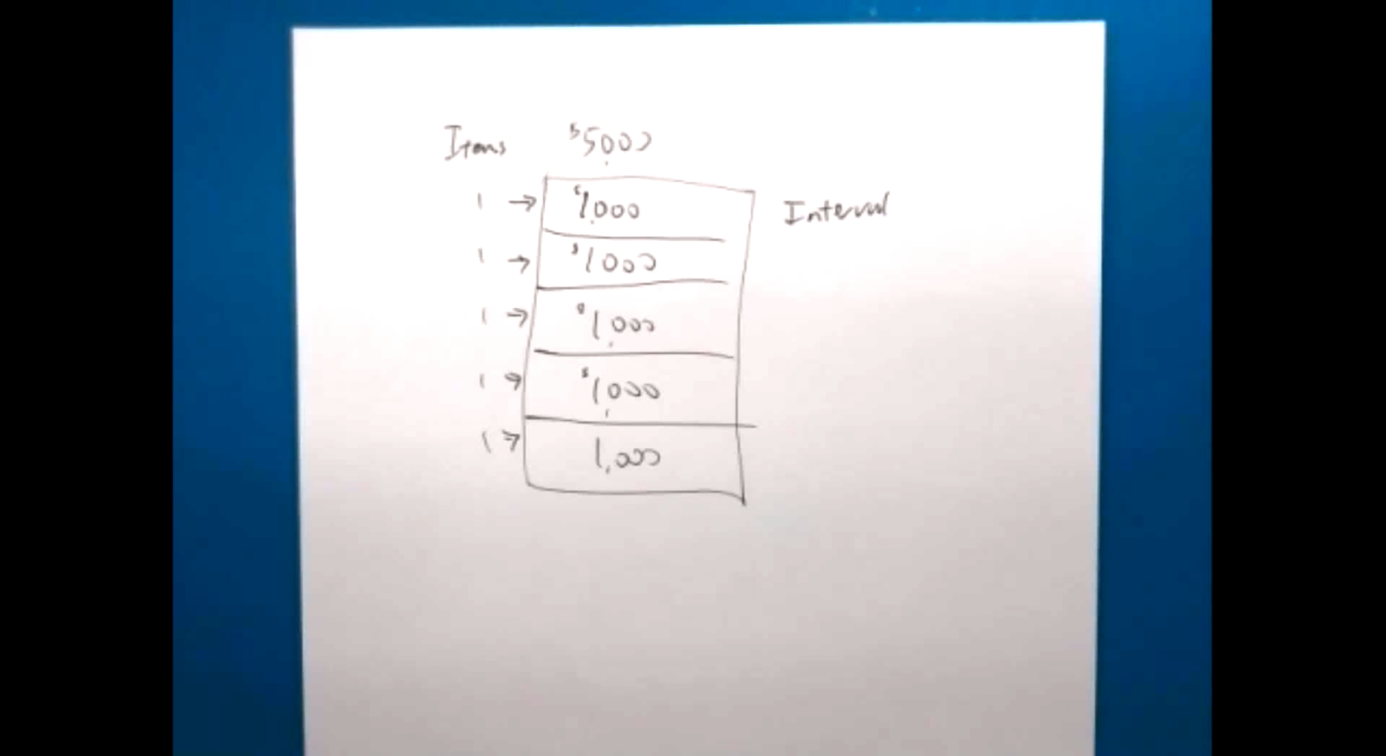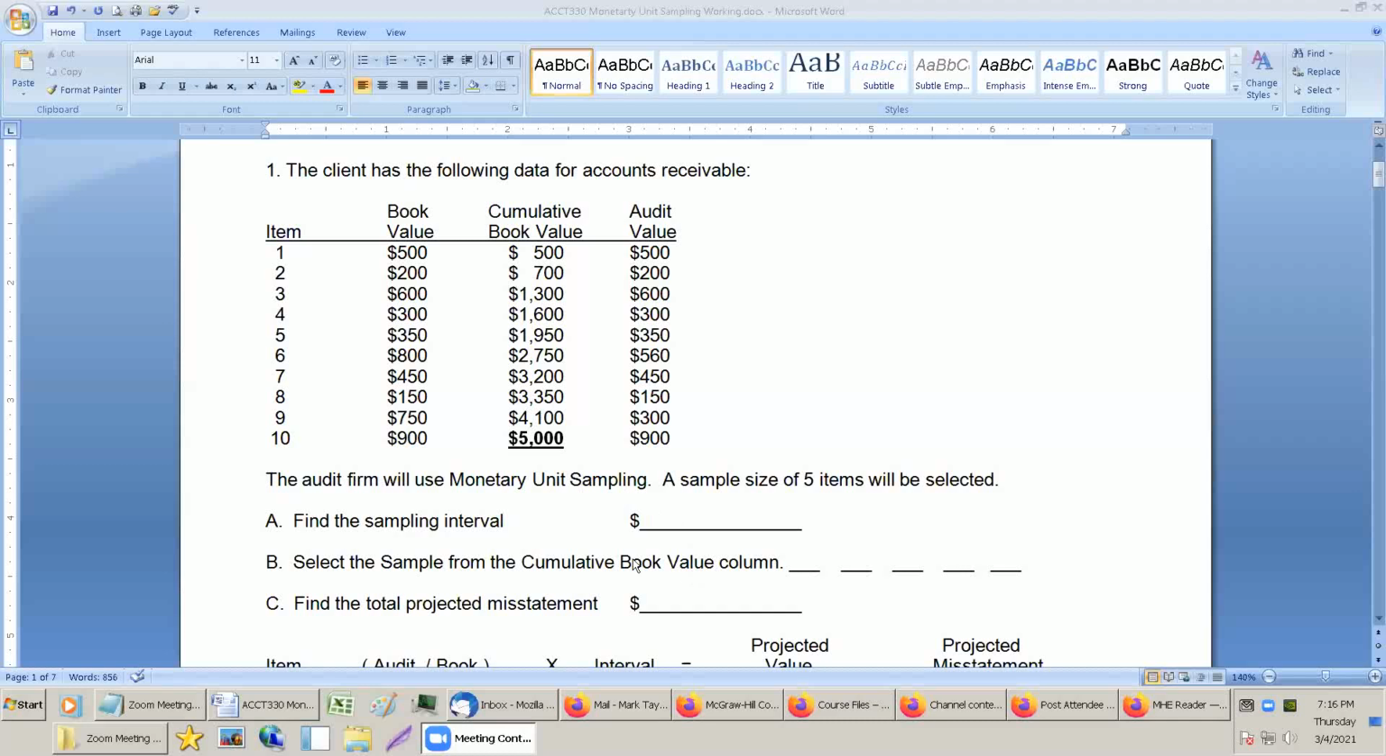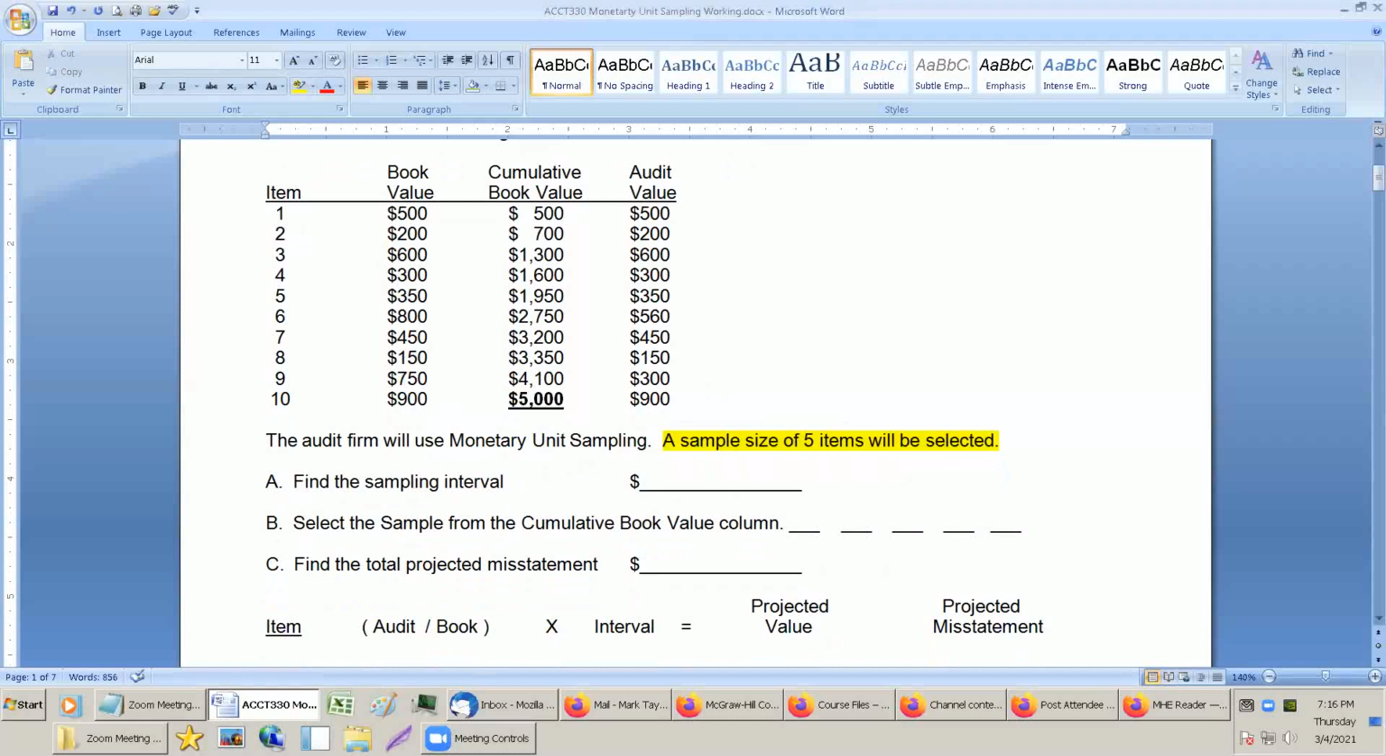Okay, so I kind of already set this up. Find the sampling interval. The sample size is 5 items. So the sampling interval will just be the 5,000 divided by 5. Okay, so the sampling interval is going to be that every $1,000, we are going to pick an item.